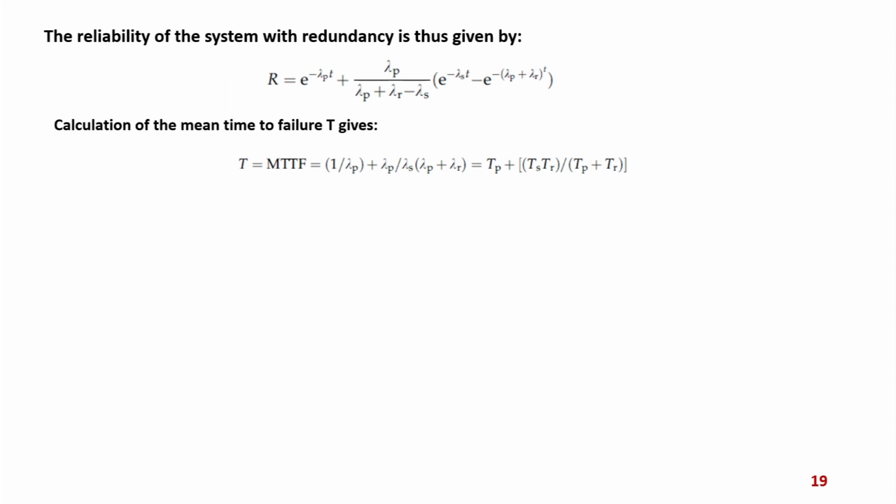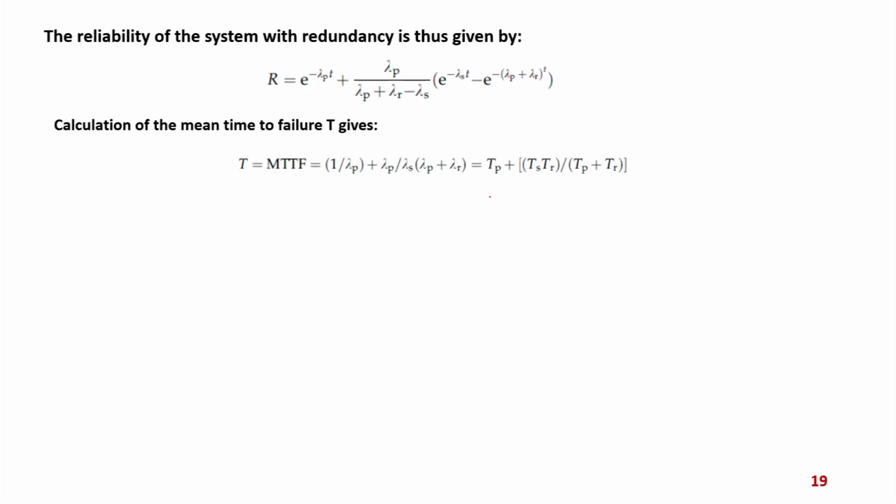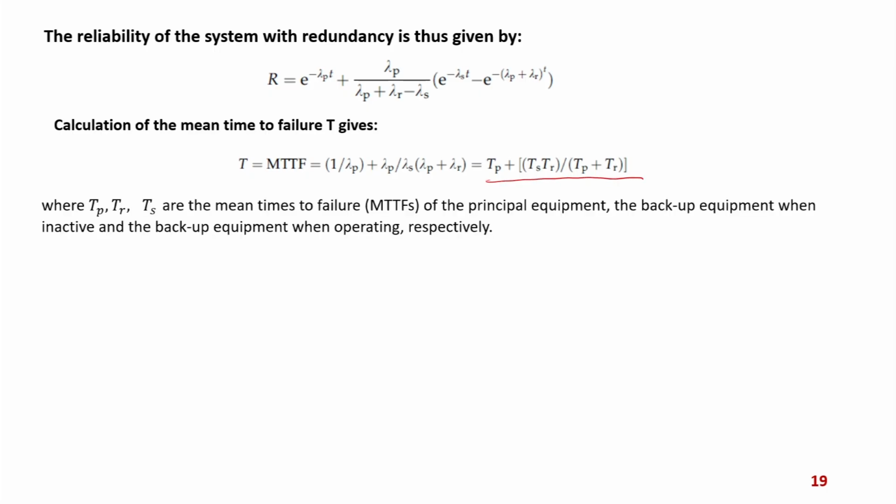Mean time to failure we can calculate, as I already said: once I have the reliability function, I can find the probability density function of failure f t, and once I find f t, I can calculate the mean time to failure just by integrating t times f t from 0 to infinity. If you do that, you will find the mean time to failure is given by this expression, where T P, T R and T S are the mean times to failure of the principal equipment, the backup equipment when inactive, and the backup element when it is operating, respectively.